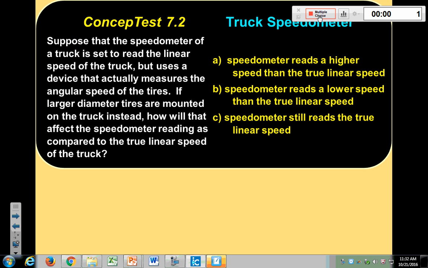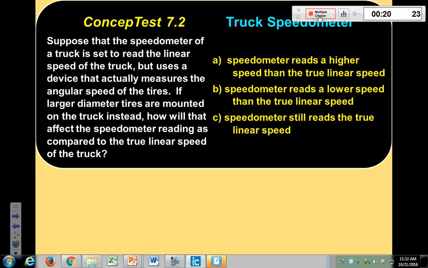Suppose that the speedometer of a truck is set to read the linear speed of the truck, but it uses a device that measures the angular speed of the tires. That's what a speedometer does, actually. And then it converts that into a linear speed. You follow what I'm saying? It measures omega, and then it converts it into V, which reports on your speedometer.